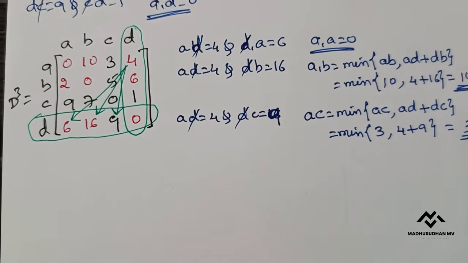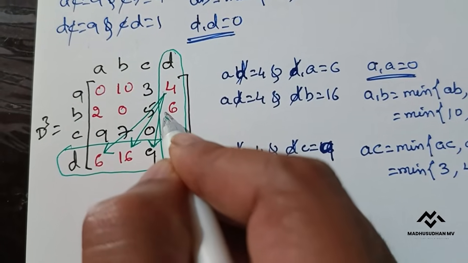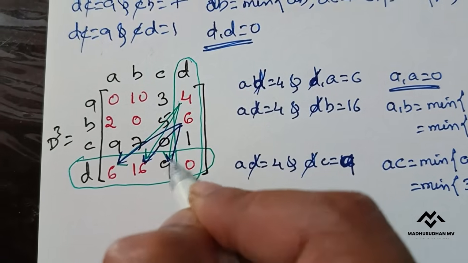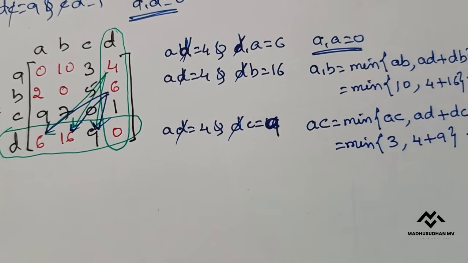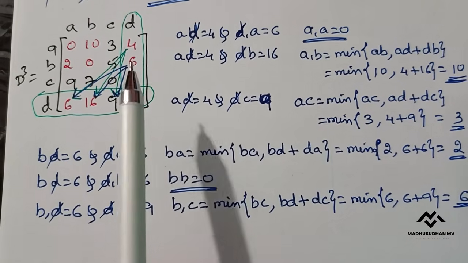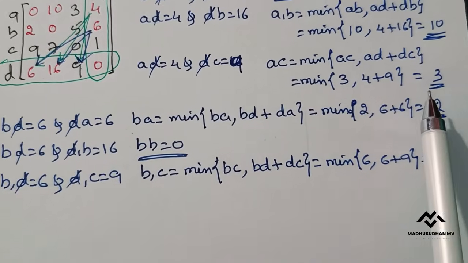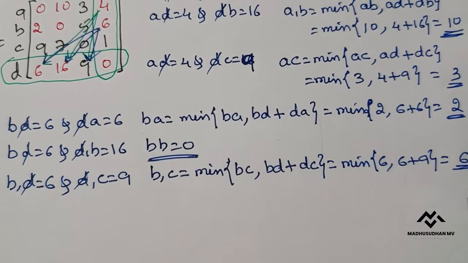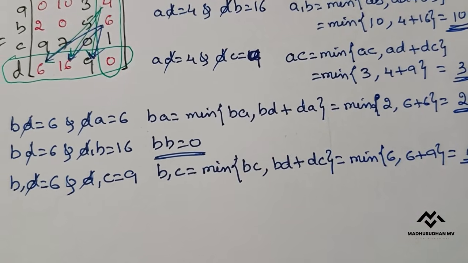So next I need to compare this column value with this row value, and with this row value, and again with this row value. So 6 I need to compare with these 3. See, I compared this column value 6 with all these row values. So these are the values I got: B to A is 2, B to B is 0, then B to C is 6.